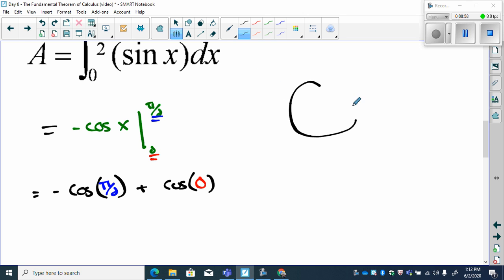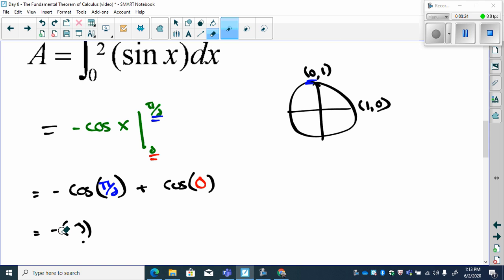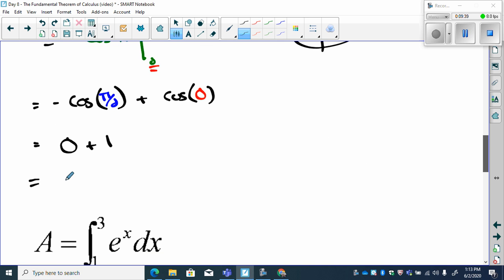Again, if I talk about my unit circle, here's pi over 2, that's the point 0, 1. Here's 0 radians. Okay, that would be here, that's 1, 0. So I end up with the negative cosine of pi over 2. Well, the cosine of pi over 2, this would work out to be a 0 times negative 1. Well, that's just going to be 0. And the cosine of 0, that's this x-coordinate, that works out to be a 1. So I end up with 0 plus 1 gives me 1.